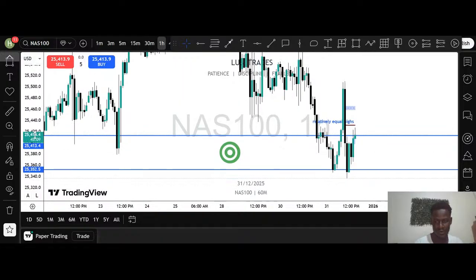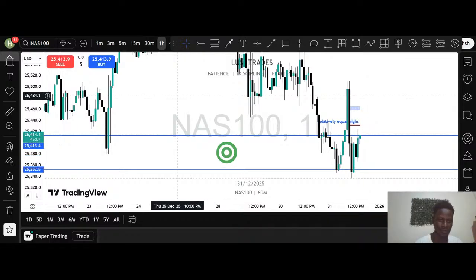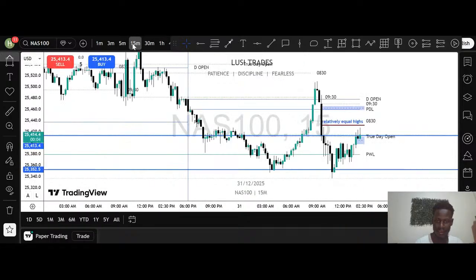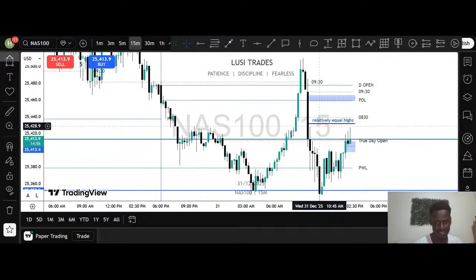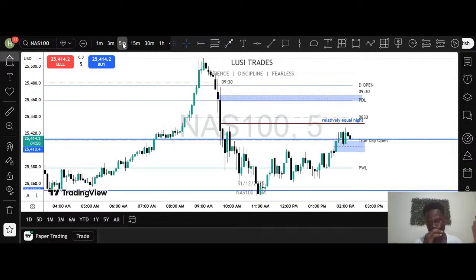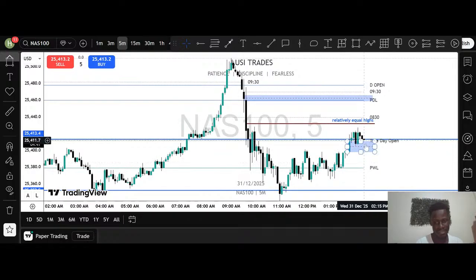Right now we have to wait and see what it really wants to do. It's like it's rejecting this level that we wanted to see. Let me see 5 minutes. It's doing this, but what I'm interested in is this BC, buy side imbalance, sell side inefficiency, and also the level I've highlighted, relative equal highs.